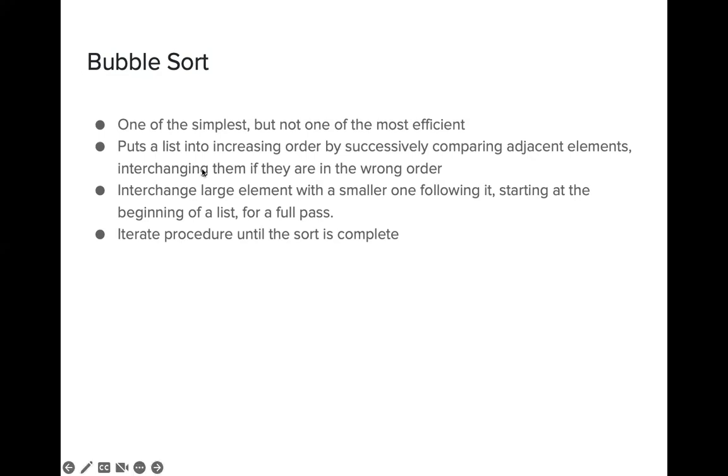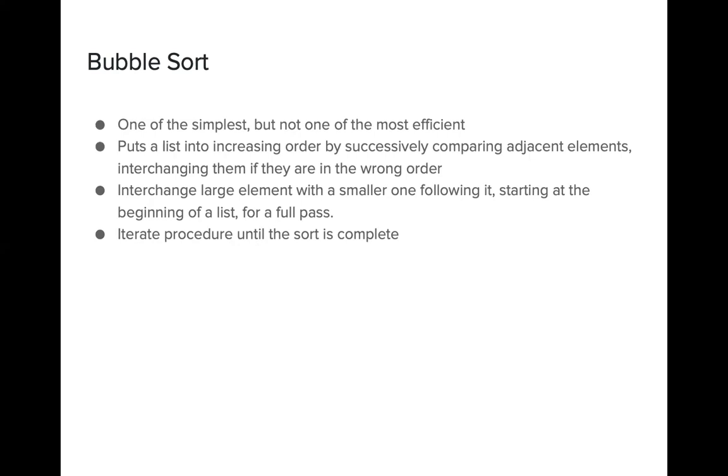The idea of bubble sort is that it puts a list into increasing order by successively comparing adjacent elements, interchanging them if they are in the wrong order. To carry out the bubble sort, we perform the basic operation, that is interchanging the larger element with the smaller one following it, starting at the beginning of a list for a full pass. We will be iterating this procedure until the sort is complete.